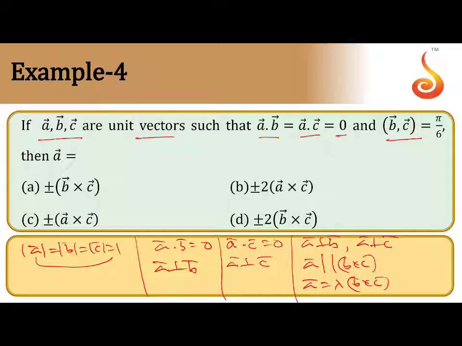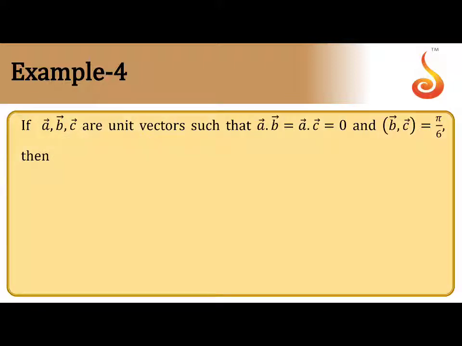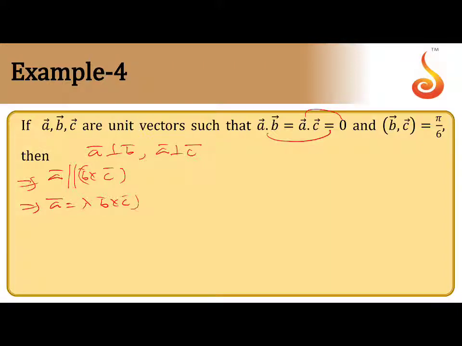So you can solve on the next page. So what I told, here A is perpendicular to B because A dot B is 0. A is perpendicular to C. So that you can say that A is parallel to B cross C. A is parallel to B cross C means A bar equal to lambda times B cross C. Let us take this as equation 1. Next, apply magnitude on both sides. So magnitude of A equal to magnitude of lambda into magnitude of B cross C.